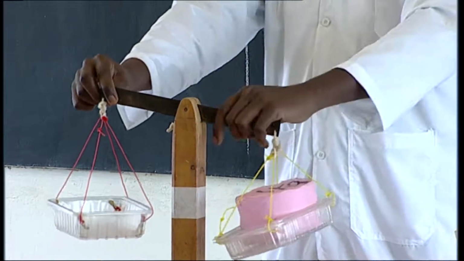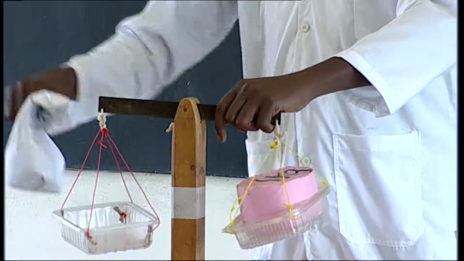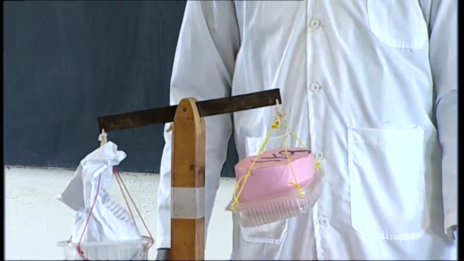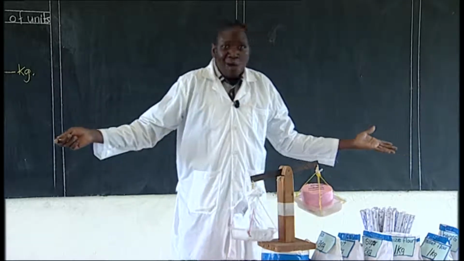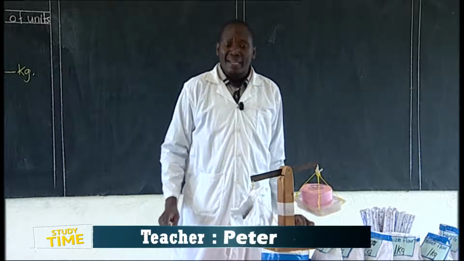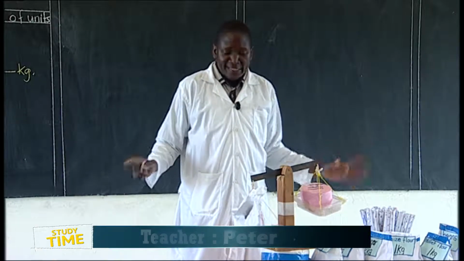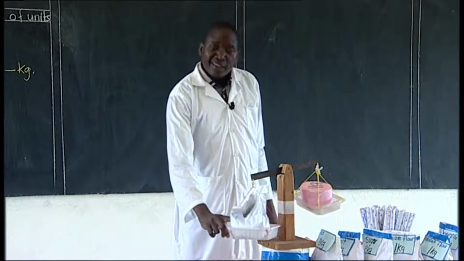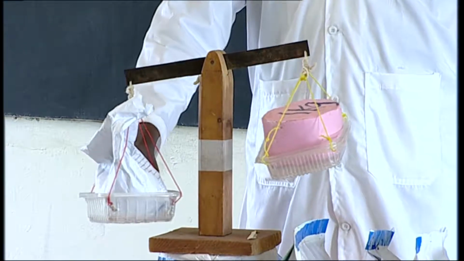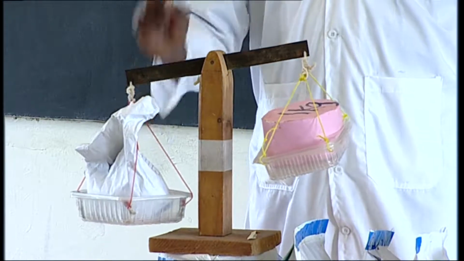Let me get another item, and I put here. Now, when you put there, what do you see now? Automatically, you will see that our beam balance is not balancing. Why? Because this item is heavier. It means it is more than 1 kilogram.